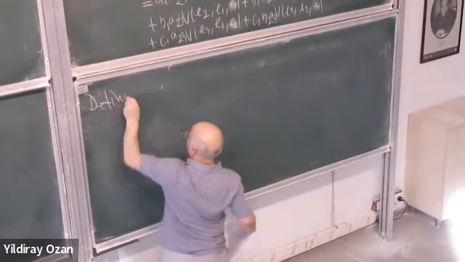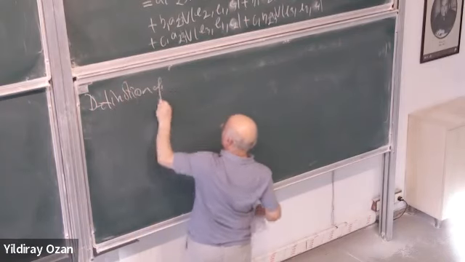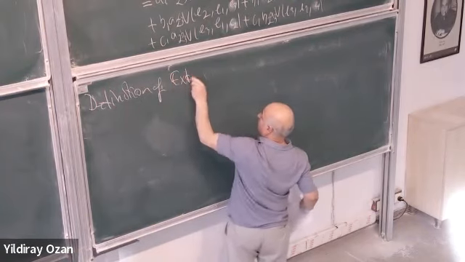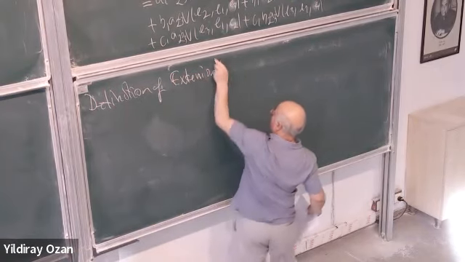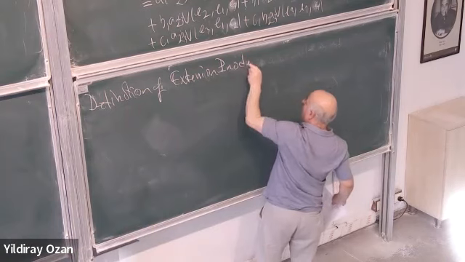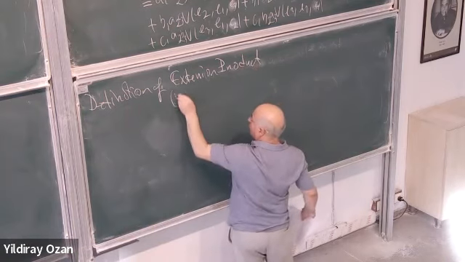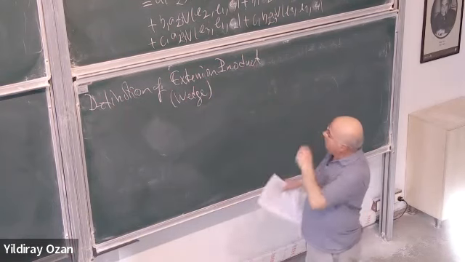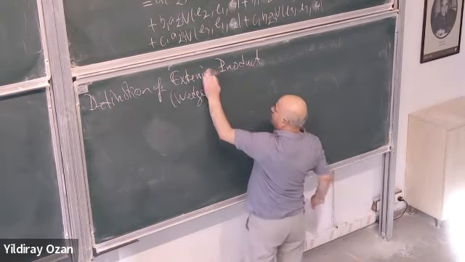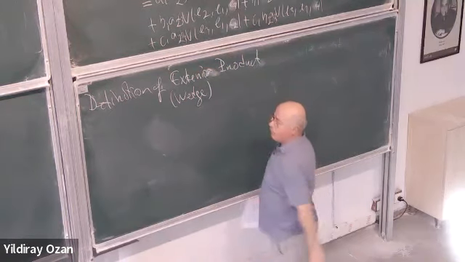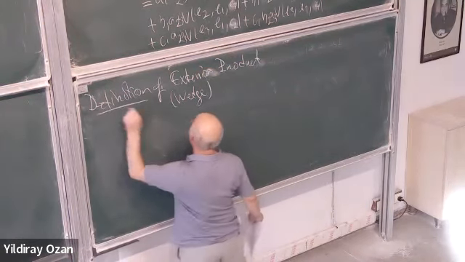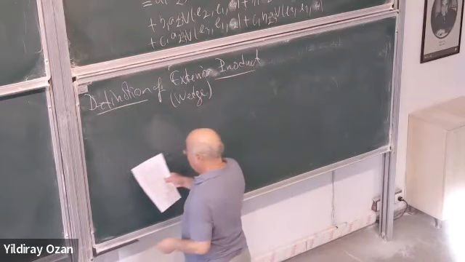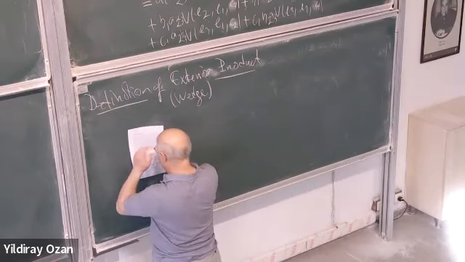Formal definition of the exterior product. Exterior or wedge product. We may call it exterior product or wedge product. So it has 2 names. Okay, the definition is the following.